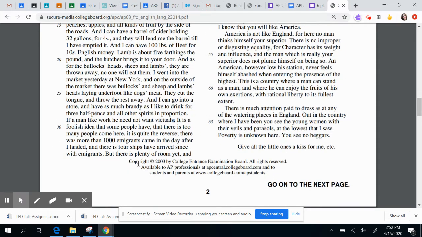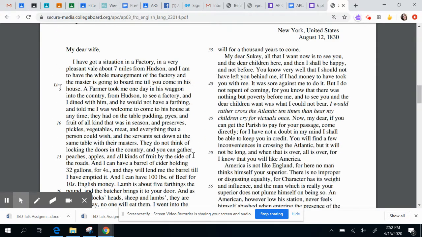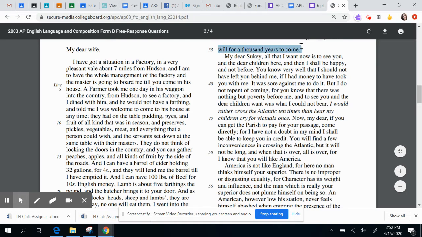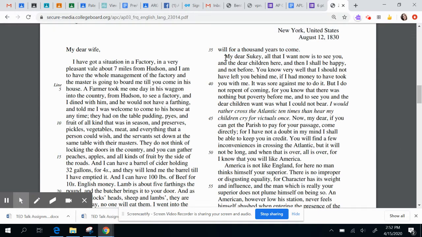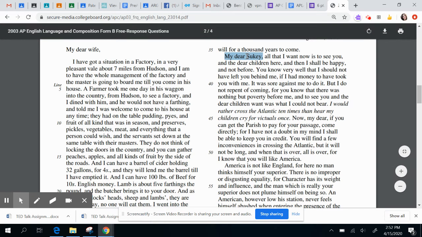Let's continue right down here. But there's plenty of room yet and will for 1,000 years to come. So you have this hyperbole, this exaggeration, not really founded in any logic, but he is perhaps trying to assuage his wife's fears. My dear Suki, so you've got dear and dear. I wouldn't make a big deal out of this in analysis, but you can nod to it if you want.